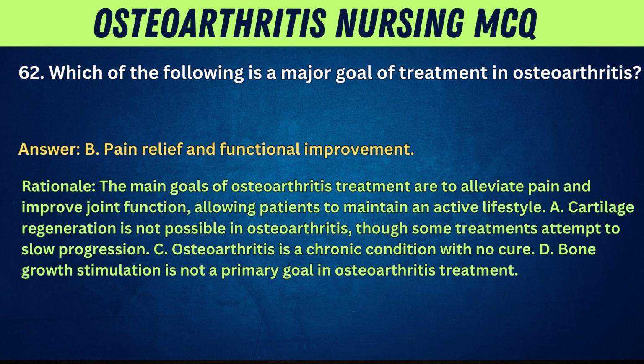Rationale: The main goals of osteoarthritis treatment are to alleviate pain and improve joint function, allowing patients to maintain an active lifestyle. A. Cartilage regeneration is not possible in osteoarthritis, though some treatments attempt to slow progression. C. Osteoarthritis is a chronic condition with no cure. D. Bone growth stimulation is not a primary goal in osteoarthritis treatment.